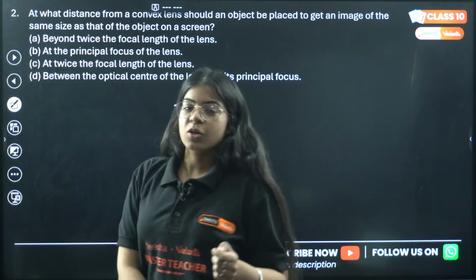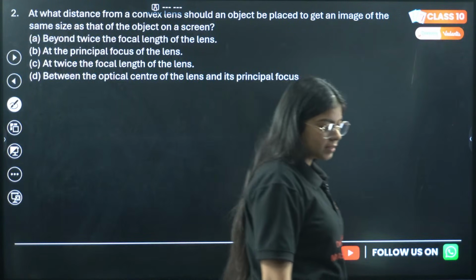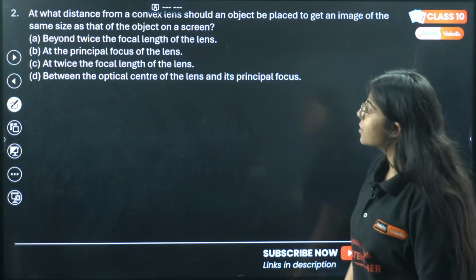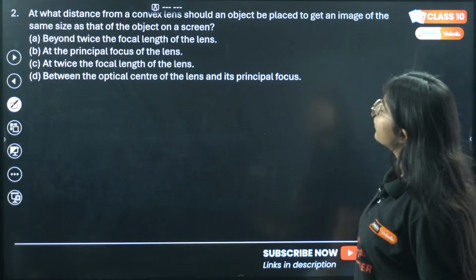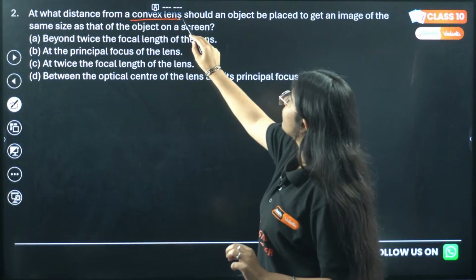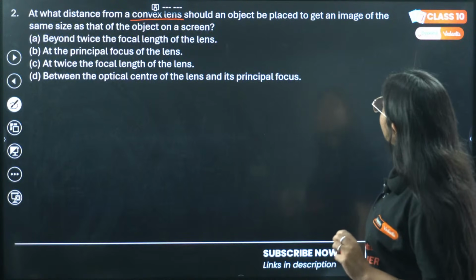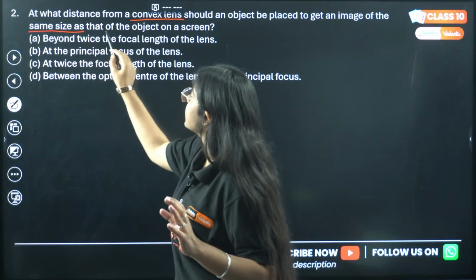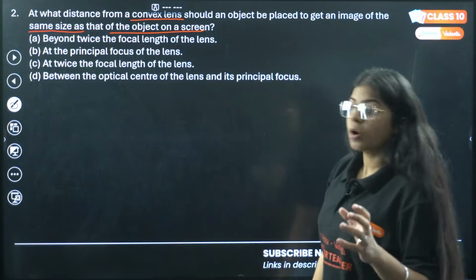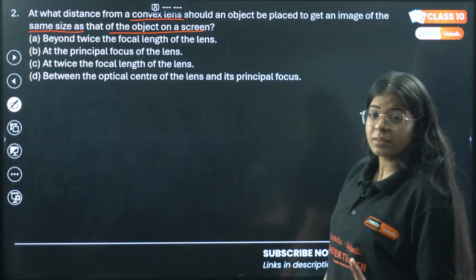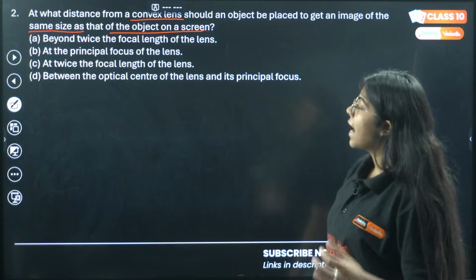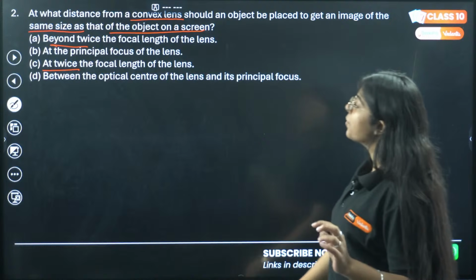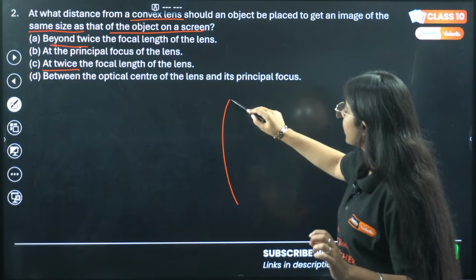Okay, second question. At what distance from a convex lens should an object be placed to get an image of the same size as that of the object? The options are: beyond twice the focal length, at the principal focus, at twice the focal length, and between the optical center and the lens. This is my convex lens.